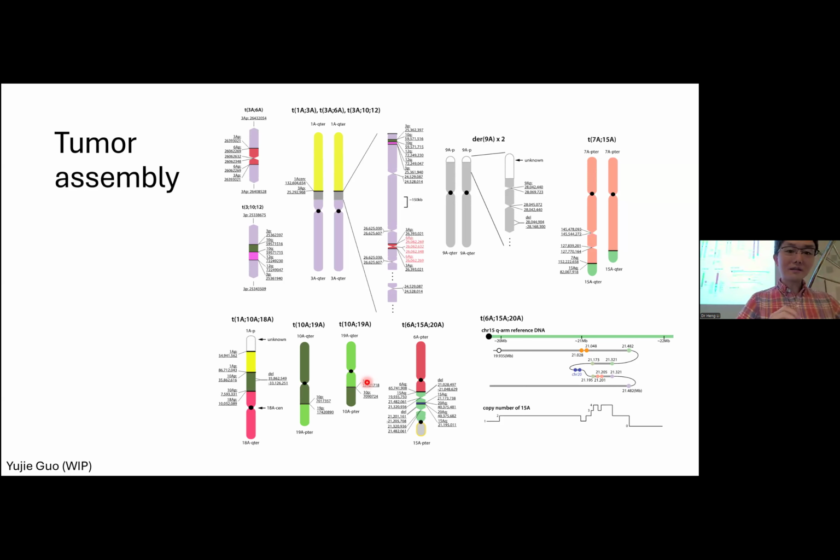But if you align the reads to the personal assembly, you can clearly see the inversion, but you don't see any translocation, no reads supporting the translocation. And so the personal assembly is very helpful for these common events.